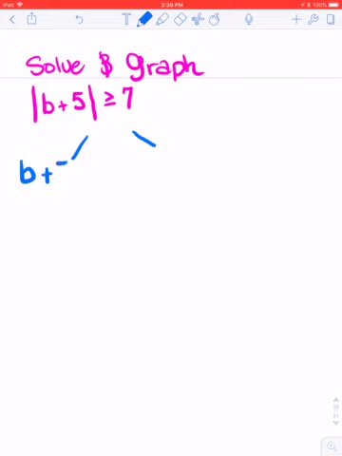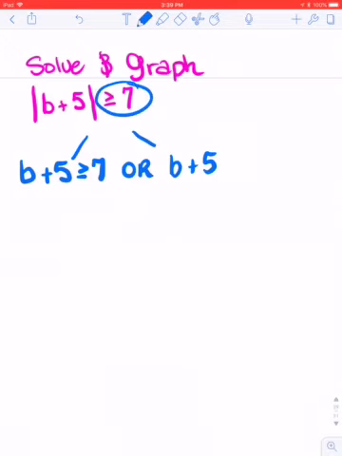So it's going to be b plus 5 is greater than or equal to 7. So exactly the same, but the absolute value bars are dropped. I'm going to add the word or. Now in the next one, remember, we focus on changing that part of it. So the b plus 5 is still there, but this part right here, we're going to flip the inequality the other way, and that positive 7 is going to become negative 7.